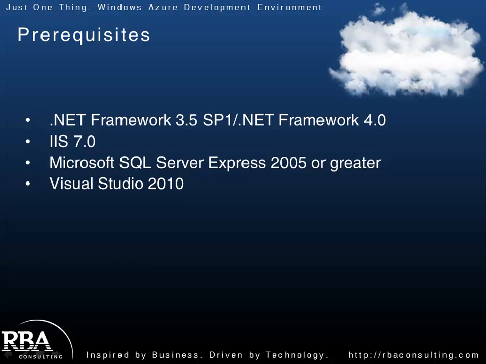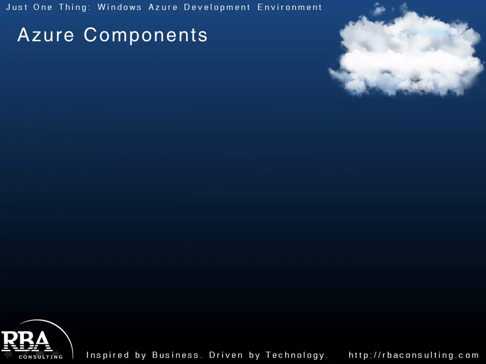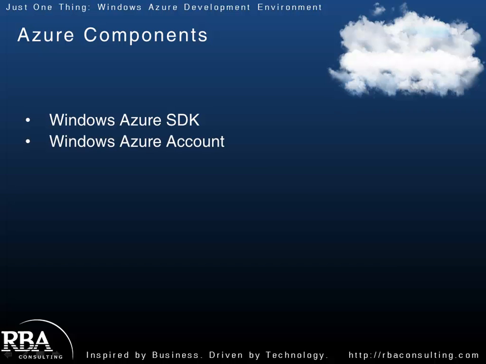Once you have those prereqs in place, there are some basic Azure components you need, and one is obviously the Windows Azure SDK. This includes the tools for Visual Studio, as well as a number of other tools. The simulator we'll take a look at in just a minute, and a number of things, Visual Studio templates, etc. And now if you're actually going to want to deploy out to the cloud, you'll need to get set up with a Windows Azure account as well. You can go to windows.azure.com and get your account set up today. And at that point, you're ready to start doing basic Azure development.